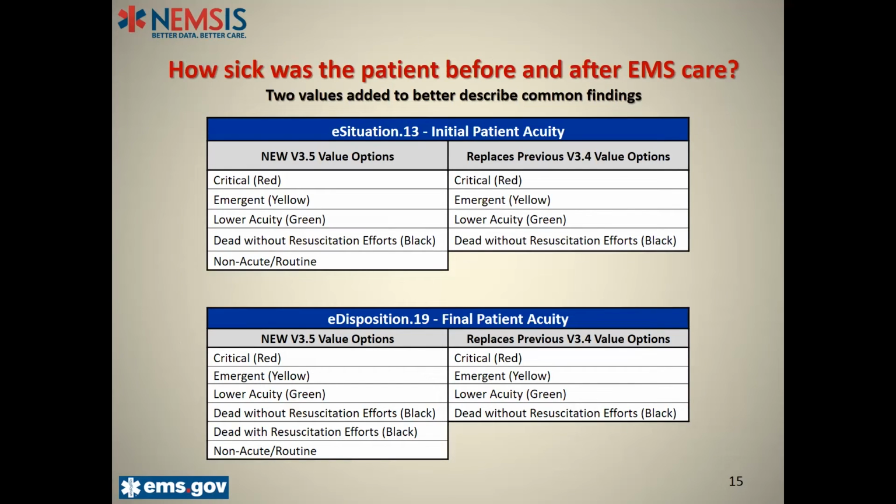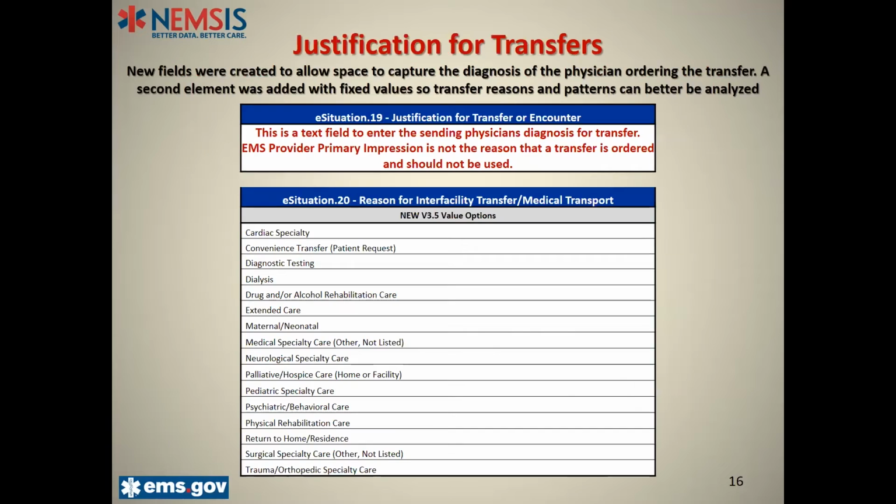Initial final patient acuity, I think we added in one field in here about dead with and without resuscitation efforts and acute routine. And these are two new fields that we added. If you're using ImageTrend, these have been available for a while as IT fields. But the data set's always been really great for 911 calls, but not so great for transports. And this gives us a place where justification for transfer is a text field. So the idea being that I've got my PCS form, what did the sending provider put on the transfer order? That's what I write down here.